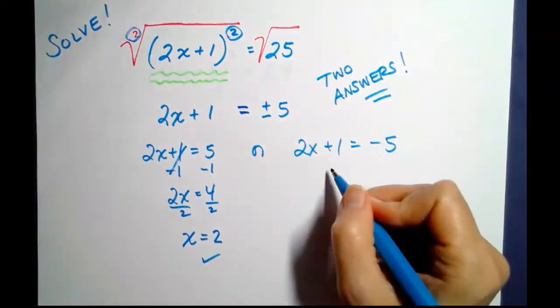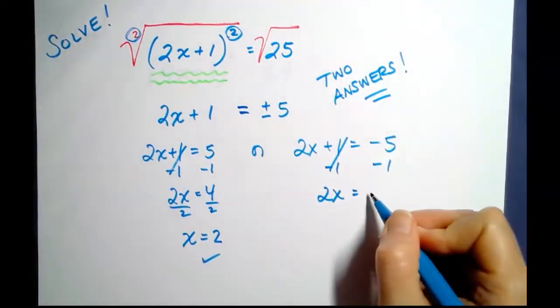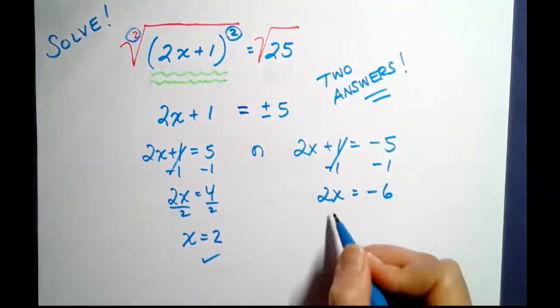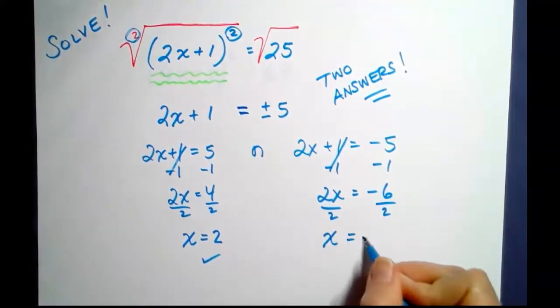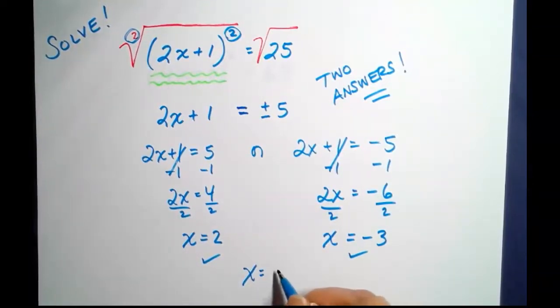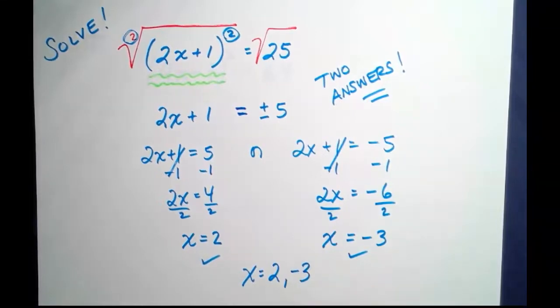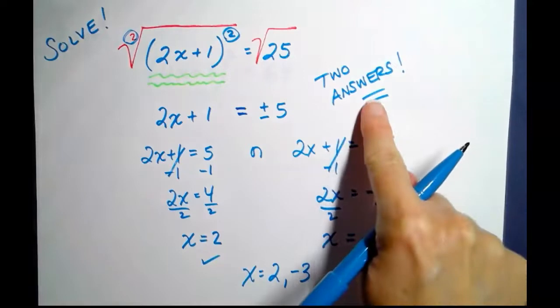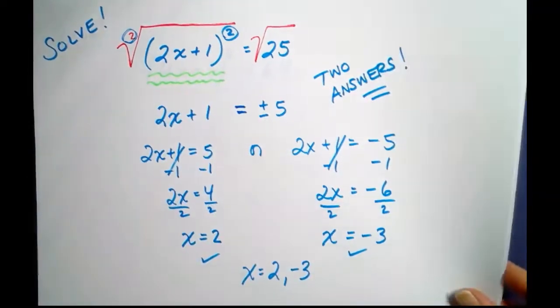Second answer. Minus 1, minus 1. 2x equals negative 6. Divide by 2, divide by 2. X equals negative 3. Second answer. Our solution set is x is 2 or negative 3. Quadratic equation, 2 answers. We isolated the squared term first.